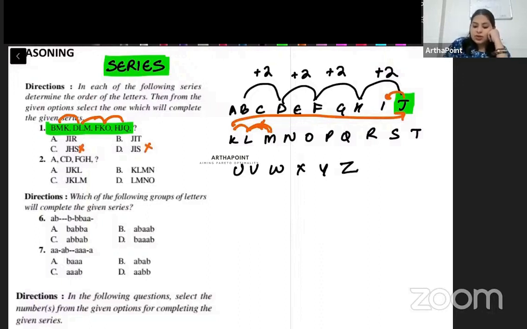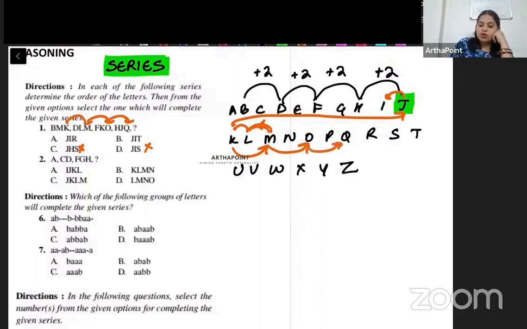Now let's go to the third one, beta. In the third one you are going from K to M. तो बेटा K से M में हो गया हमारा +2, K to M. Then you're going from M to O, +2. Then you're going from O to Q. तो Q से कहाँ जाओगे? S पे जाओगे. So the correct answer to this question will be JIS. That means the answer will be D.